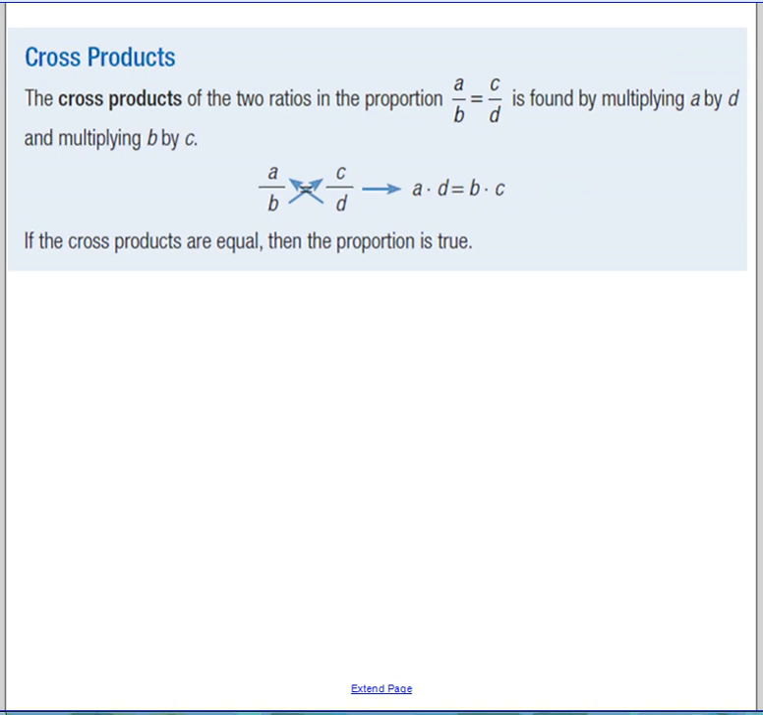The cross products of two ratios in the proportion A over B equals C over D is found by multiplying A times D and B times C. And you can see an illustration that they're across from each other. That's why they're called cross products. And it doesn't matter which way you list them or order them, it's all going to be the same.